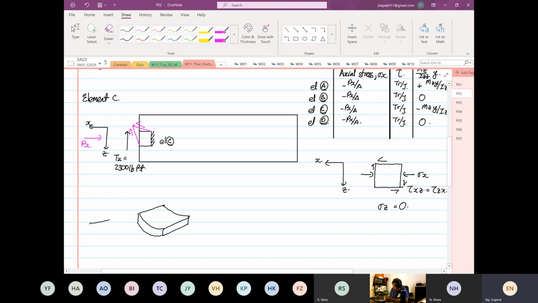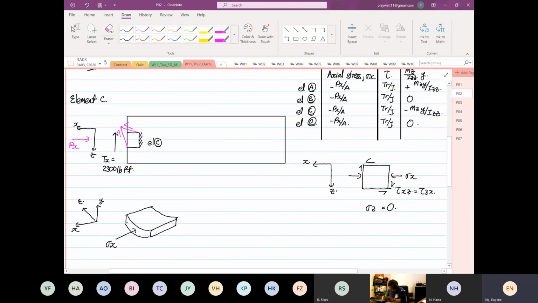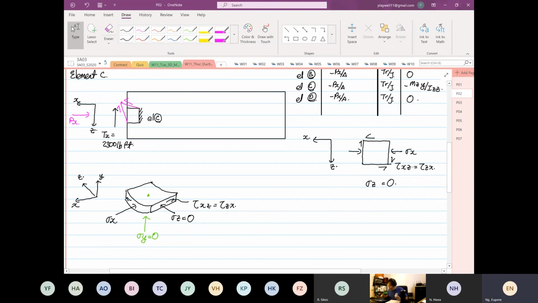So we know that this will be our X. This will be our Y. And this will be our Z. So we know that over here, this is our stress in the X direction. And then we know the shear. If we look there, the shear will be flowing in this direction. So this is our shear in the XZ direction, which is equal to shear ZX, and then stress Z, which is in this direction, is equal to 0. And then from here, if I draw a point at the other end over here, this is our stress Y, which is equal to 0. Okay, stress Y is equal to 0.